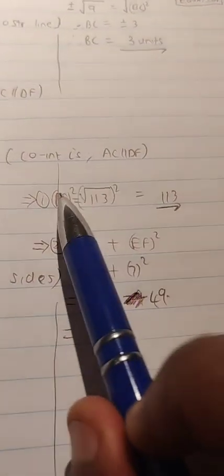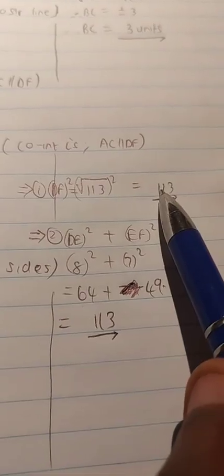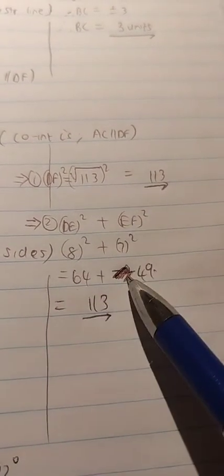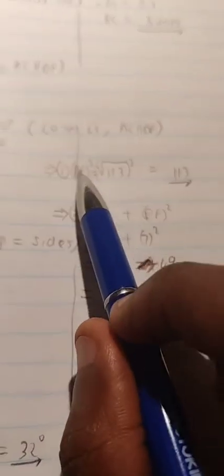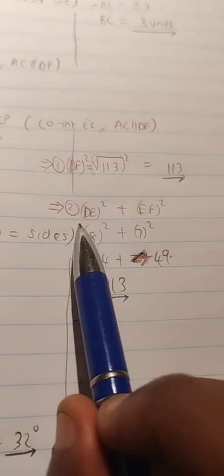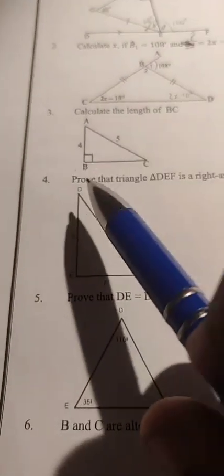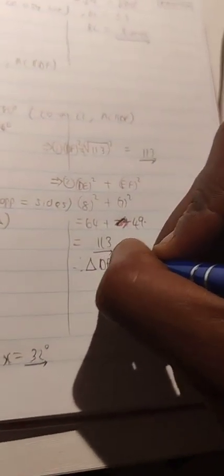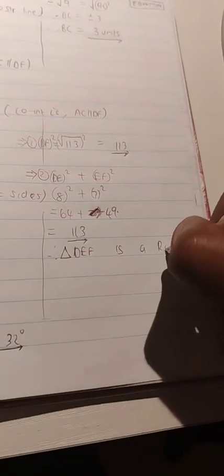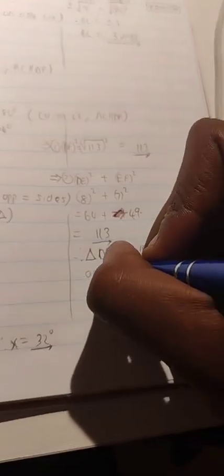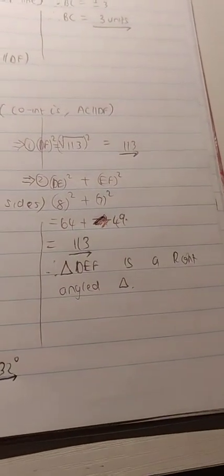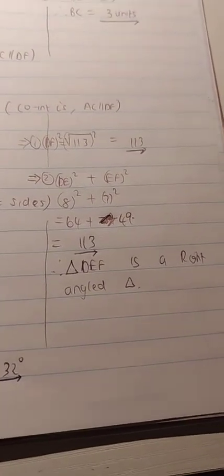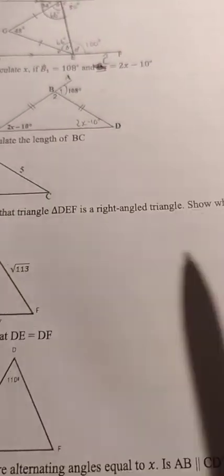All right. So the square of the longest side is 113. The sum of the squares of the other two sides also gives me 113. So that means that DF squared is equal to DE squared plus EF squared. Do you know what that means about our triangle? It means that triangle DEF is a right angled triangle. That's what it means, guys. Triangle DEF is in actual fact a right angle triangle. We have proved that it is.